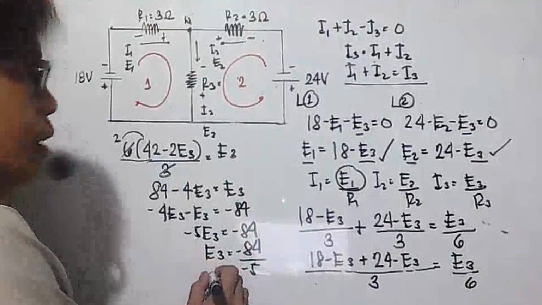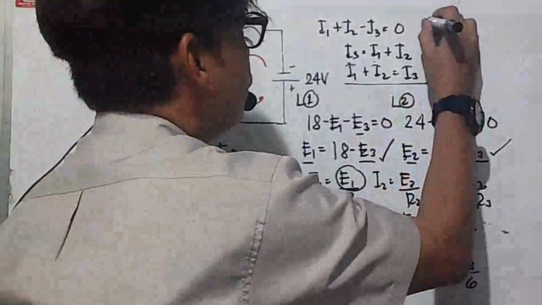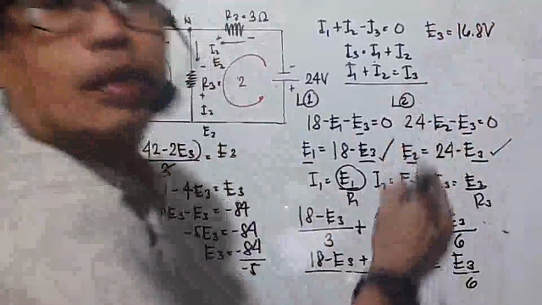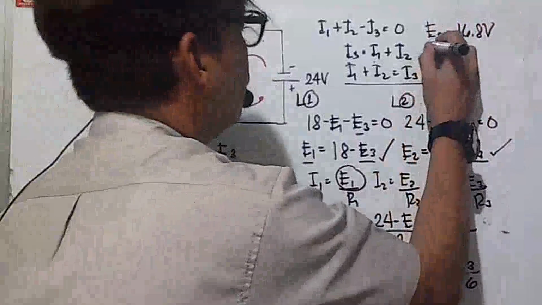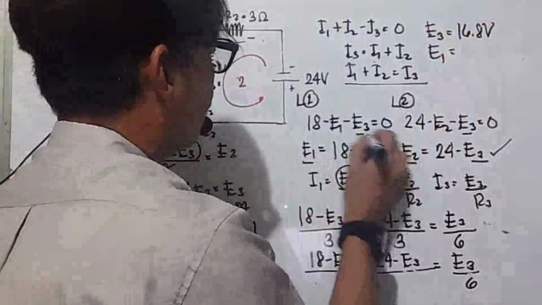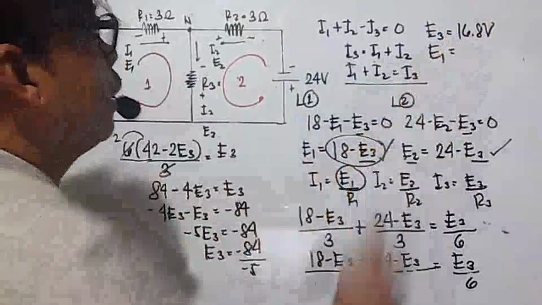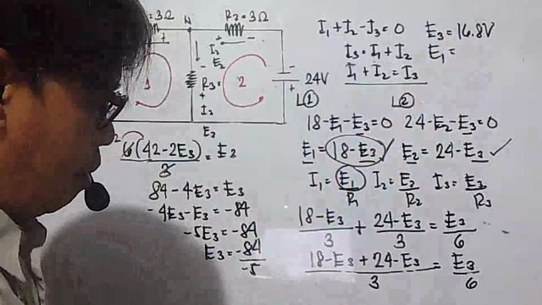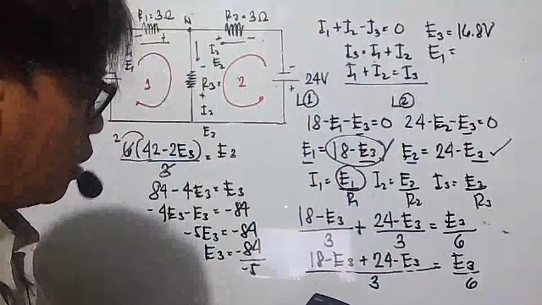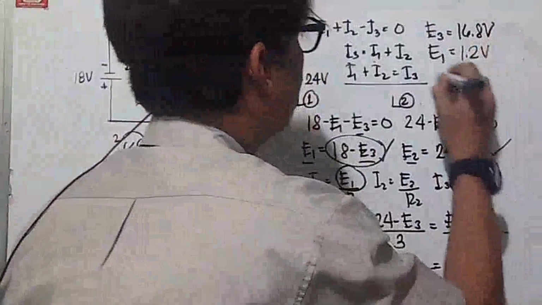So hopefully you can see it here, just up top. So your E3 is equal to 16.8 volts. Okay, you can see that. Now your E1 is equal to this. It is 18 minus your E3, which is equal to 16.8 volts. So your E1 now is equal to 1.2 volts.